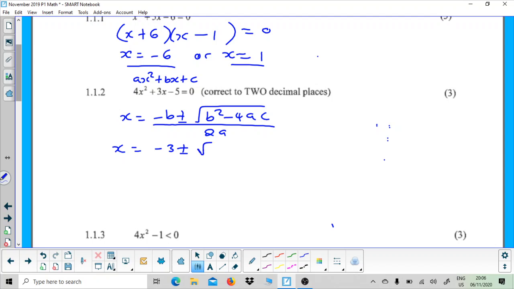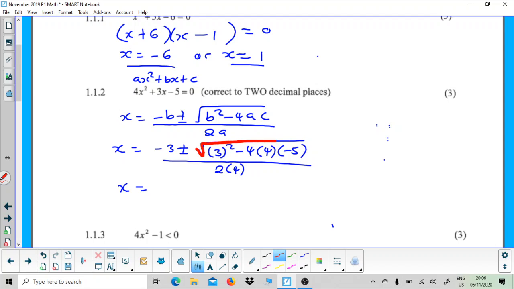So you say b squared, which in this situation is 3 squared, minus 4, and your a is 4 and your c is -5. And then you handle your business like this. Apparently you have to show the step where you simplify the b squared minus 4ac, the things under that root sign. So if you do it, you get -3 plus or minus the square root of, when you simplify b squared minus 4ac this time, 89. So you know what your discriminant is in this situation.